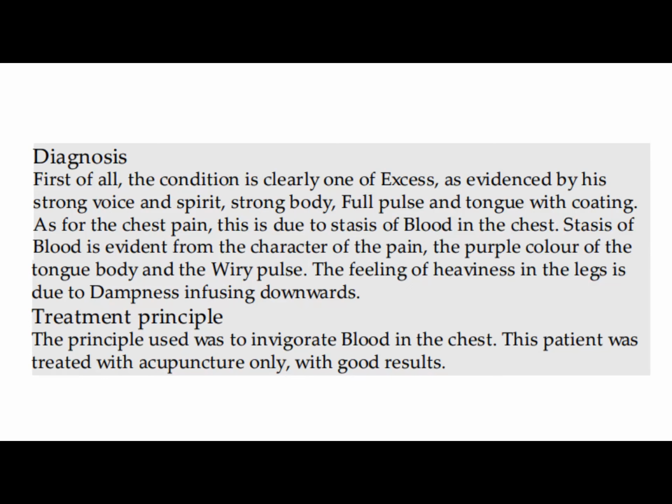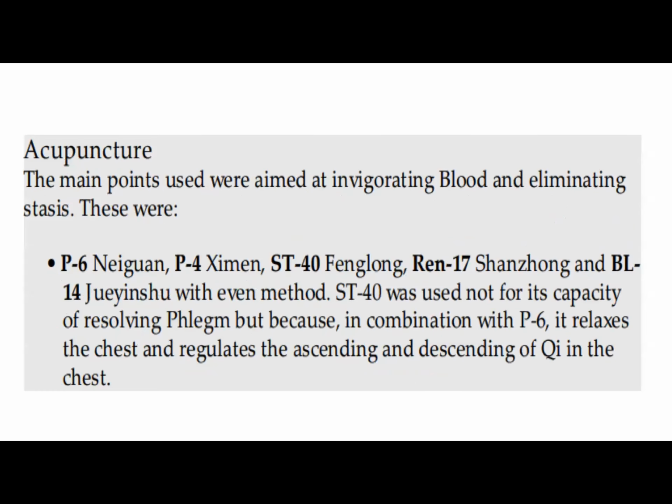Patient was treated with acupuncture only, with good results. Main points were aimed at, of course, invigorating blood and then eliminating stasis. We have pericardium 6, pericardium 4, stomach 40, REN 17, and bladder 14. Even method. Stomach 40 was used not for its capacity to resolve phlegm, but because when you combine stomach 40 with pericardium 6, it relaxes the chest and regulates the ascending and descending of qi in the chest. So take note of that combination, stomach 40 with PC6.